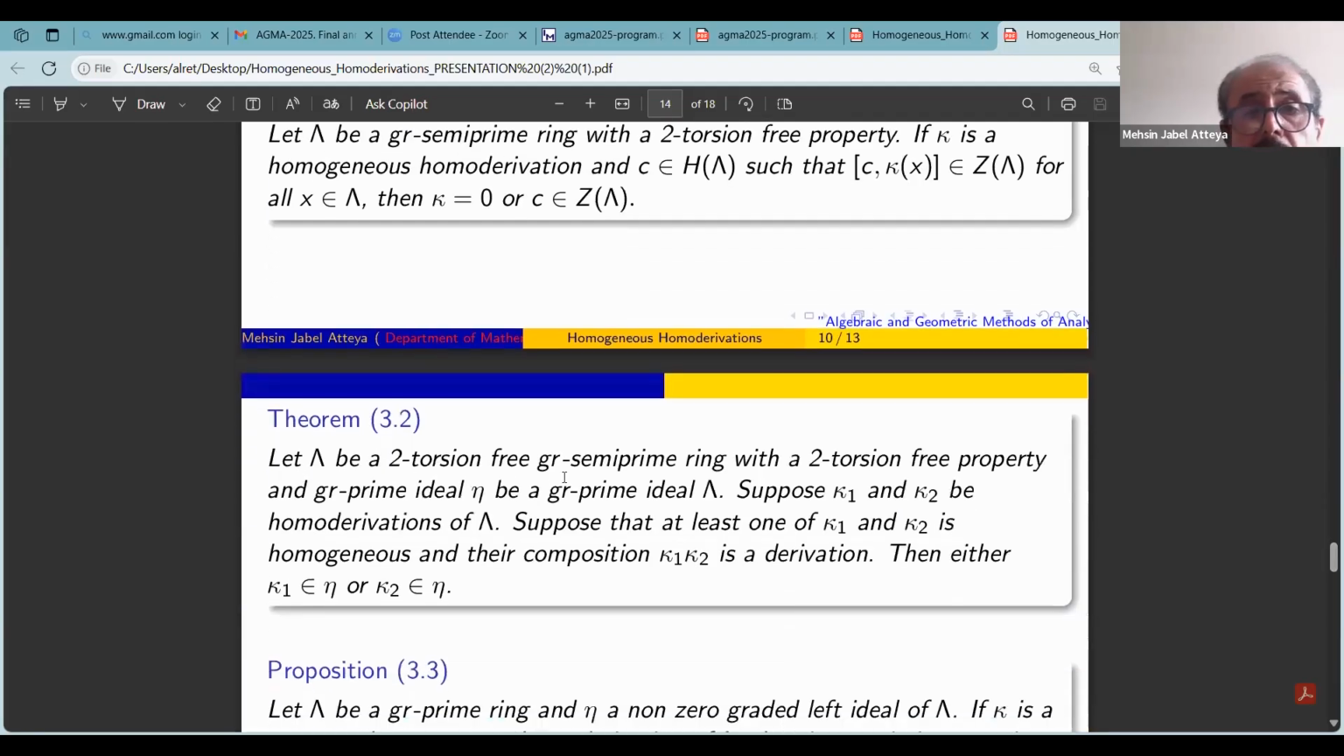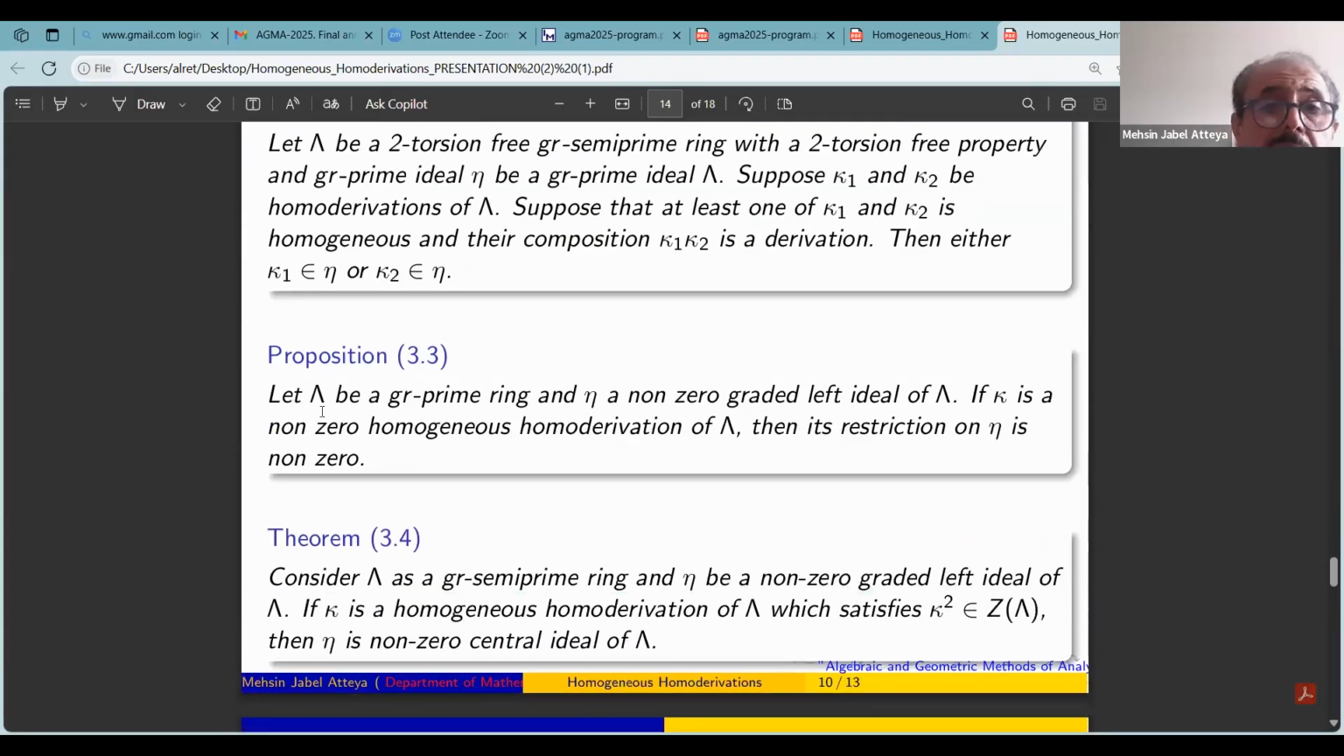Theorem 2. Let lambda be a 2-torsion-free GR semi-prime ring and eta be a GR prime ideal of lambda. Suppose kappa 1 and kappa 2 are homoderivations of lambda. Suppose that at least one of kappa 1 and kappa 2 is homogeneous and their composition is a derivation. Then either kappa 1 belongs to eta or kappa 2 belongs to eta. In Proposition 3.3, let lambda be a GR prime ring and eta a non-zero graded left ideal of lambda. If kappa is a non-zero homogeneous homoderivation of lambda, then its restriction on eta is non-zero.